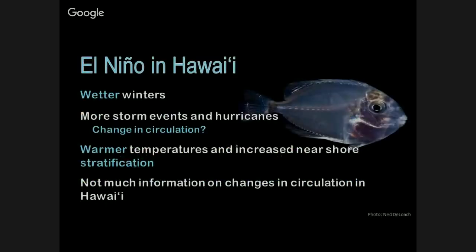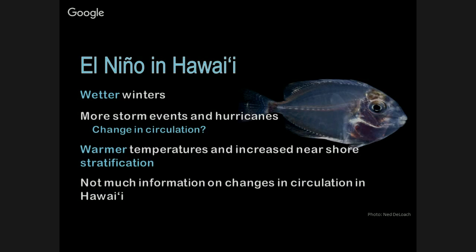So we are interested in how El Nino affects the currents in Hawaii, and we don't really know. We know we get wetter winters, we get more rain. We know we get a lot more storms, as was evidenced by the summer when we had hurricane after hurricane. But we don't really know how this changes the circulation.